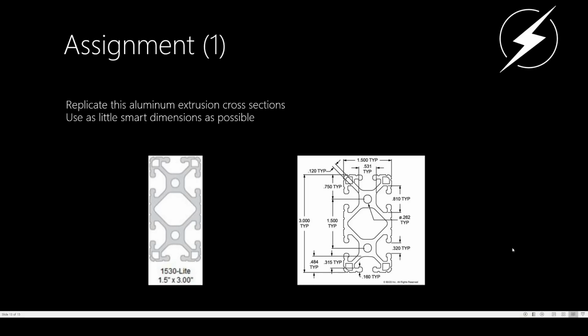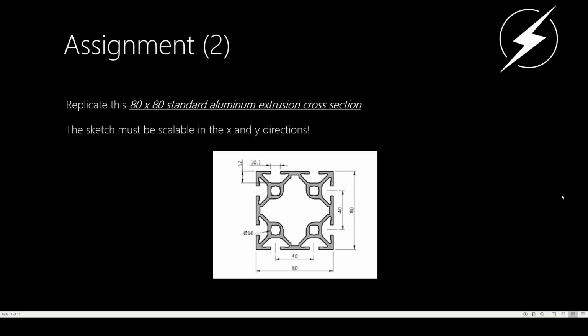Okay, so for your first assignment, try to replicate this aluminum extrusion cross section. As some tips mentioned in this lesson, try to use as little smart dimensioning as possible. Alex will be posting an answer video next week before the next week's lesson. And the second assignment is to replicate this 80 by 80 standard aluminum extrusion. But the difference from the first one is that this one should be scalable in both X and Y directions.